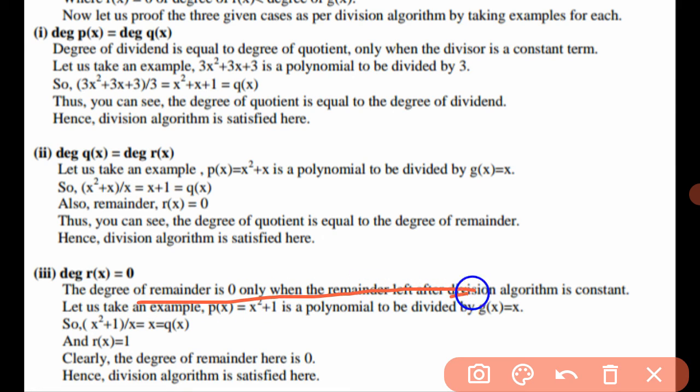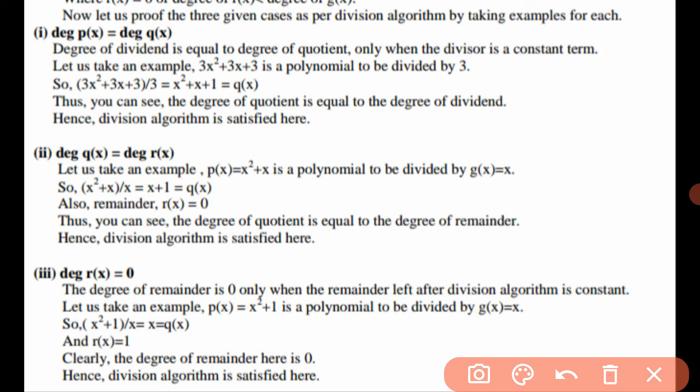In the same way, see the third part: the degree of rx equals 0. The degree of the remainder is 0 when the remainder left after division is a constant. Let us take an example. Here the example is px equals x square plus 1, which is to be divided by gx equals x. So x square plus 1 divided by x equals qx. Now clearly here we can see that the degree of the remainder is 0, hence the division algorithm is satisfied here.